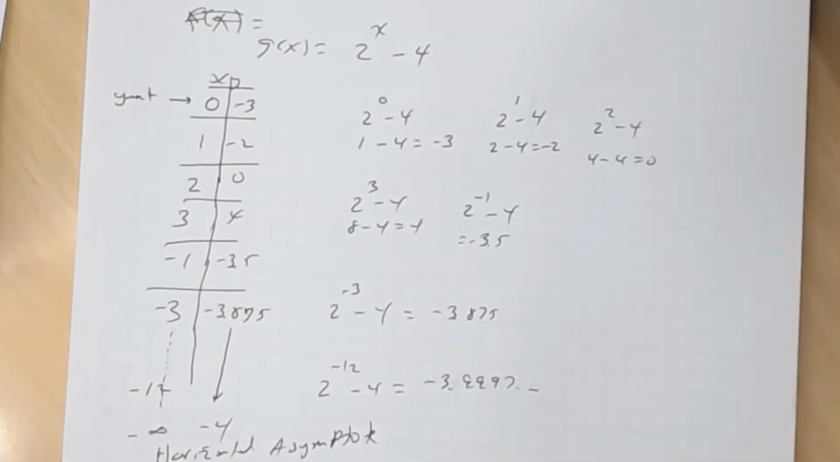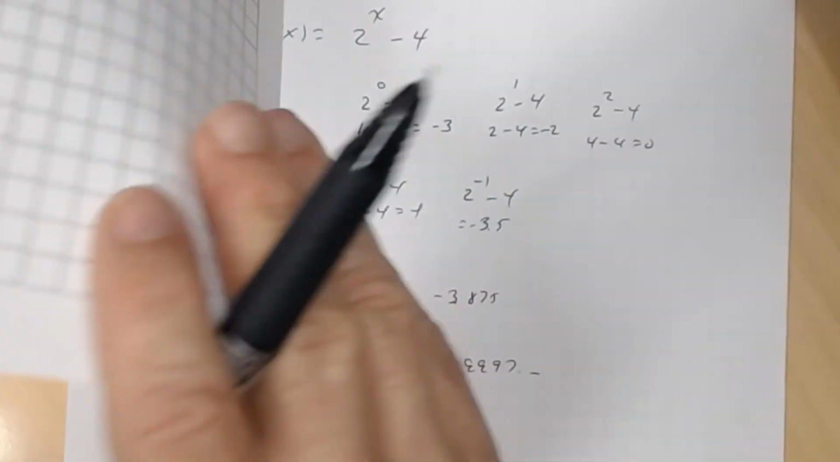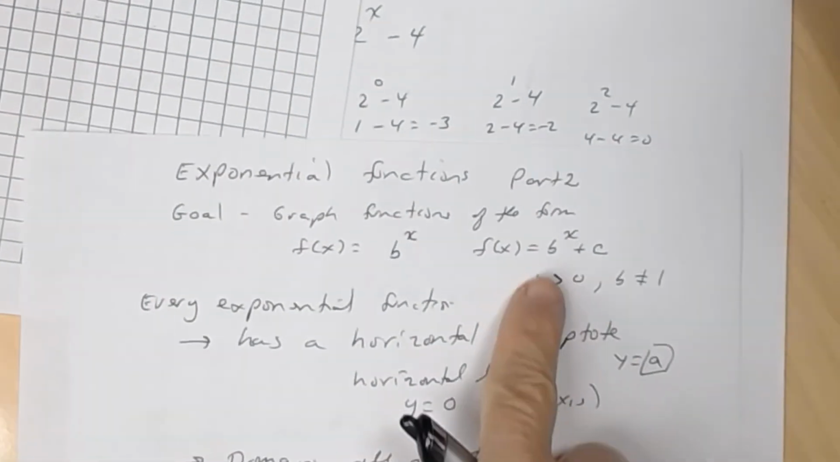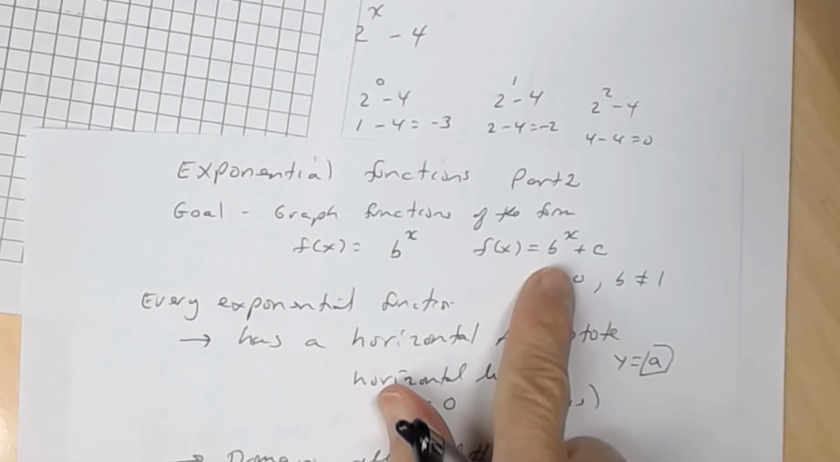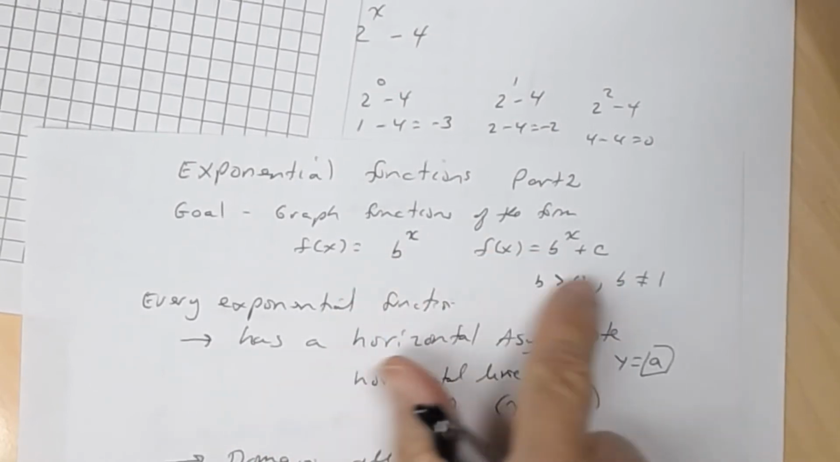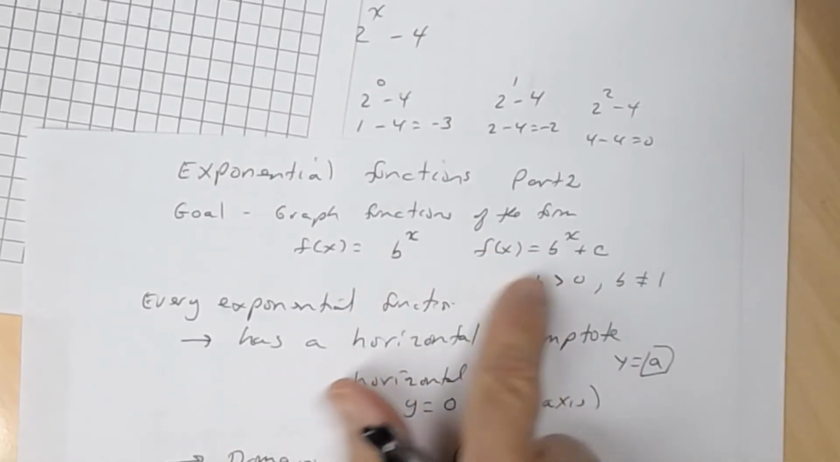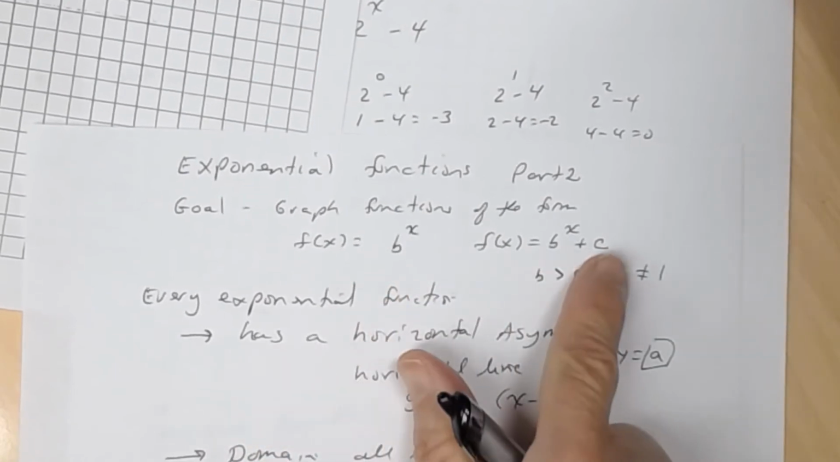All right, so now you know this. Now you know this. Okay, so for these two functions right here, your horizontal asymptote is going to be this number.